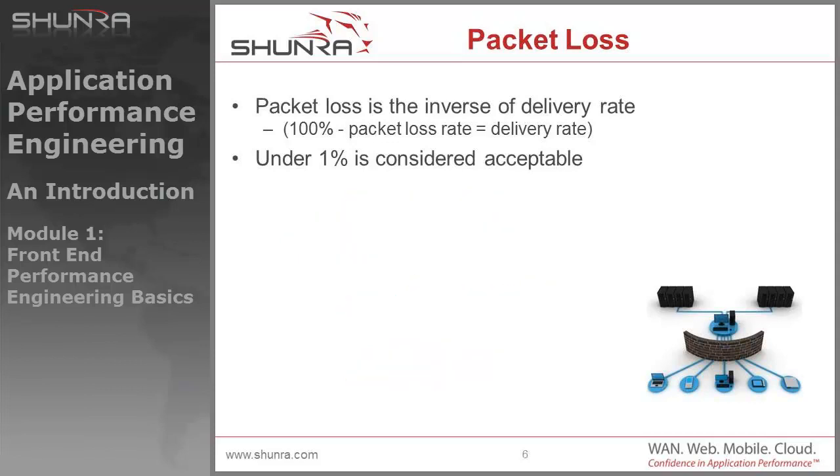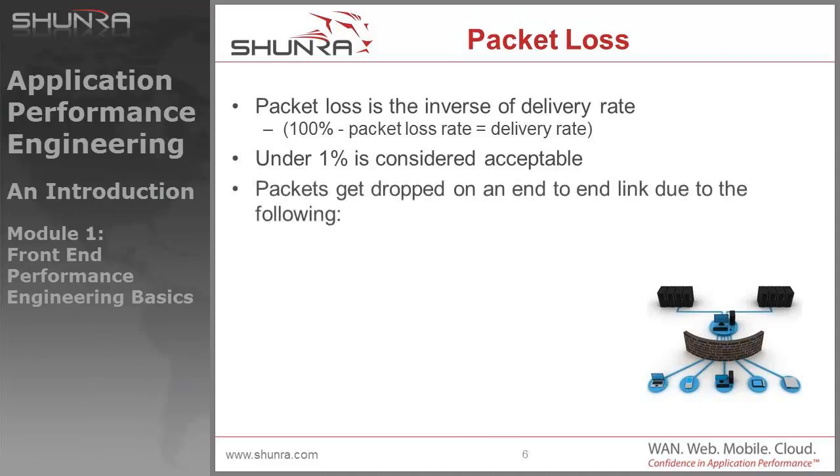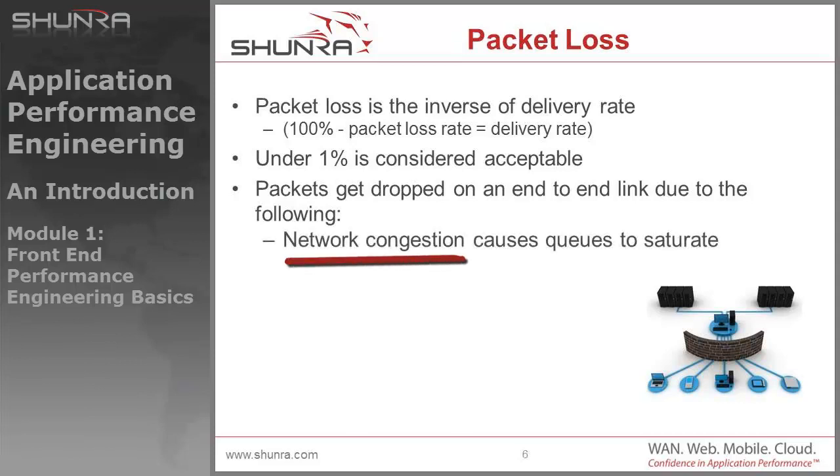Now, let's examine the reason why packets get dropped on a network. First and foremost, and I think we've already seen this in a couple of slides back, network congestion causes queues to saturate, right? It's just like traffic on the road. If there's more traffic than the road is able to handle, things start to queue up. Same thing with packets. If there are too many packets on the wire and you only have the capacity to handle so many packets, packets will queue up. Once those packets queue up, obviously it takes longer to get from point A to point B.